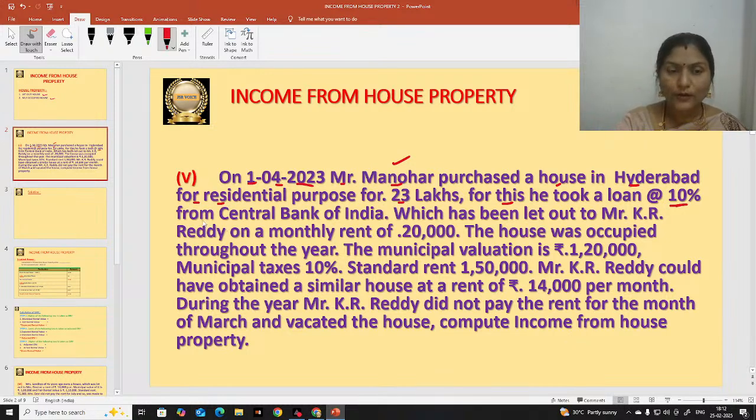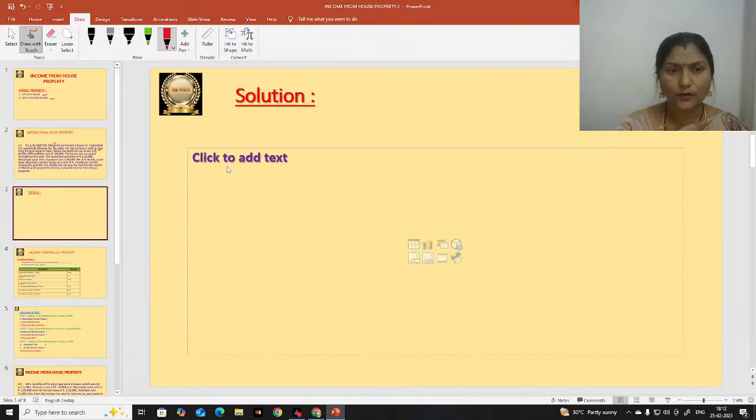Next, where did he take the loan from? Central Bank of India. He may take a loan from any bank. Every loan and its interest is eligible for deduction under section 24B. So what is the loan amount? 23 lakhs. Interest percentage is 10%. On 23 lakhs, if we calculate 10% interest, we get interest on loan. That amount we are going to give as deduction. So let us calculate it in the working note solution part. This is the solution part. Let us calculate it.